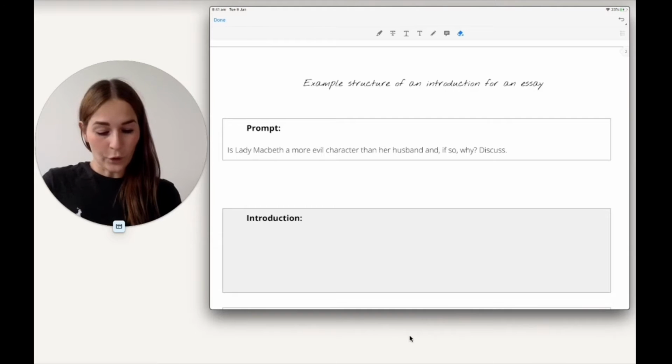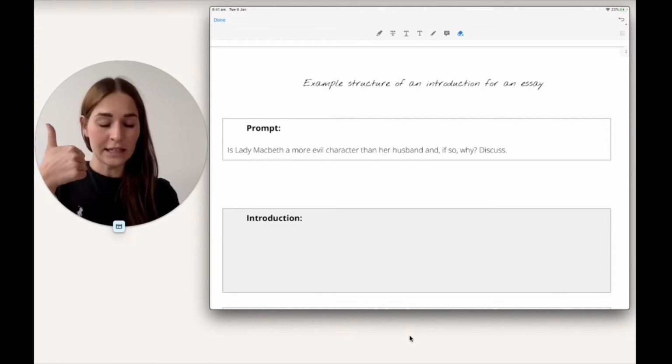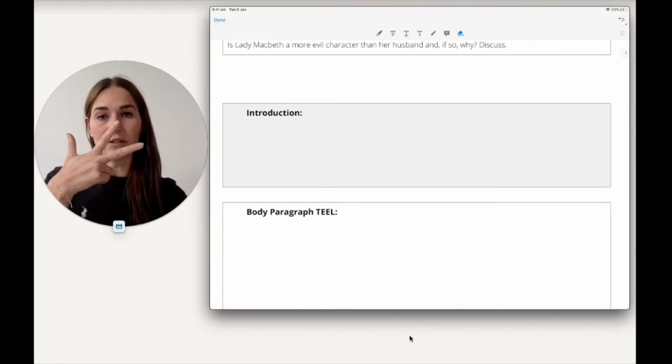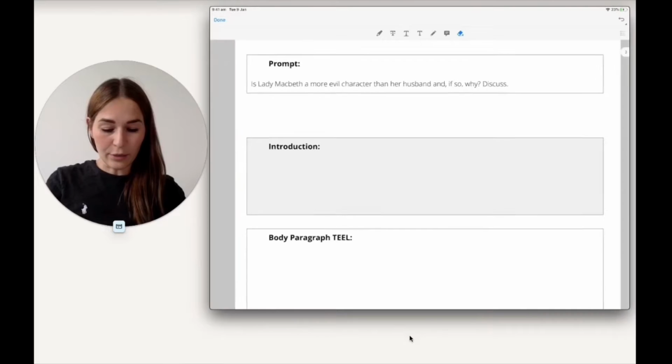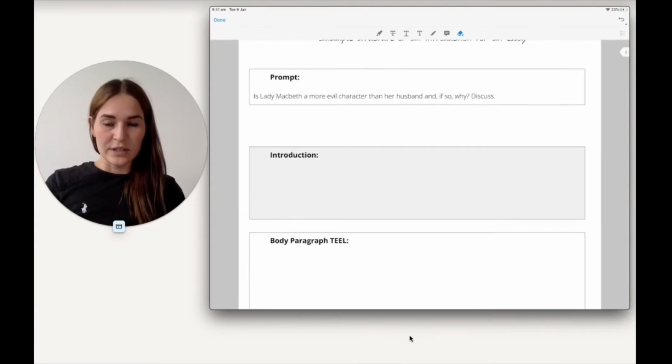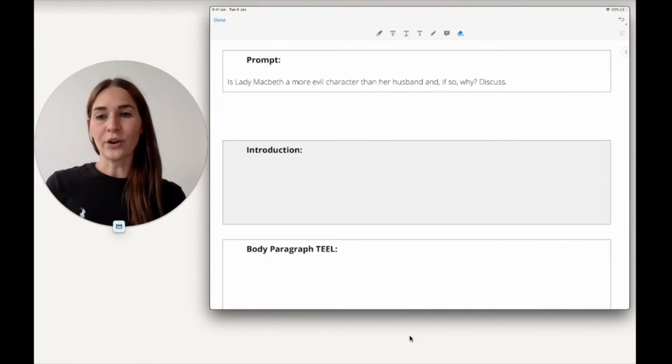Now for your text response you will get a prompt and then you would need to write an introduction and a body paragraph. Okay, so there are three parts to it: prompt, introduction, and body paragraph. Today we are going to focus on the introduction.